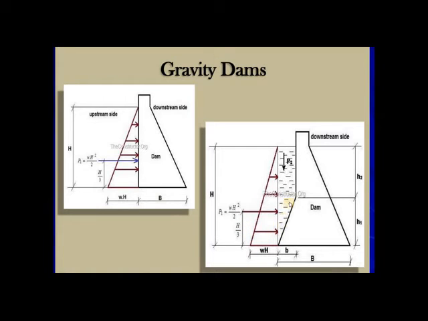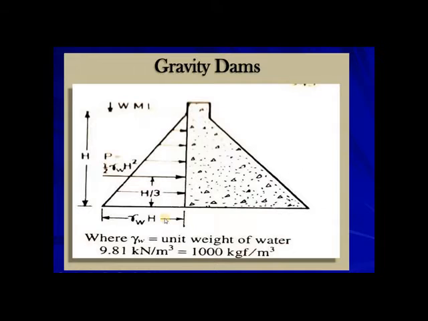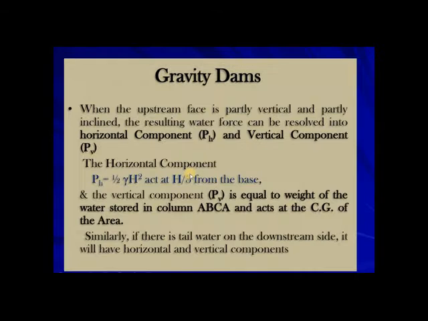And this is not a slanting face, this is a sloping face. This face is sloping. Here we have water, here we have water. This will be called P1 and this will be called P2, and we will study it in the design. So water pressure is equal to 1 by 2 gamma w h square, and this will act at h by 3 at this point in this straight, vertical face.